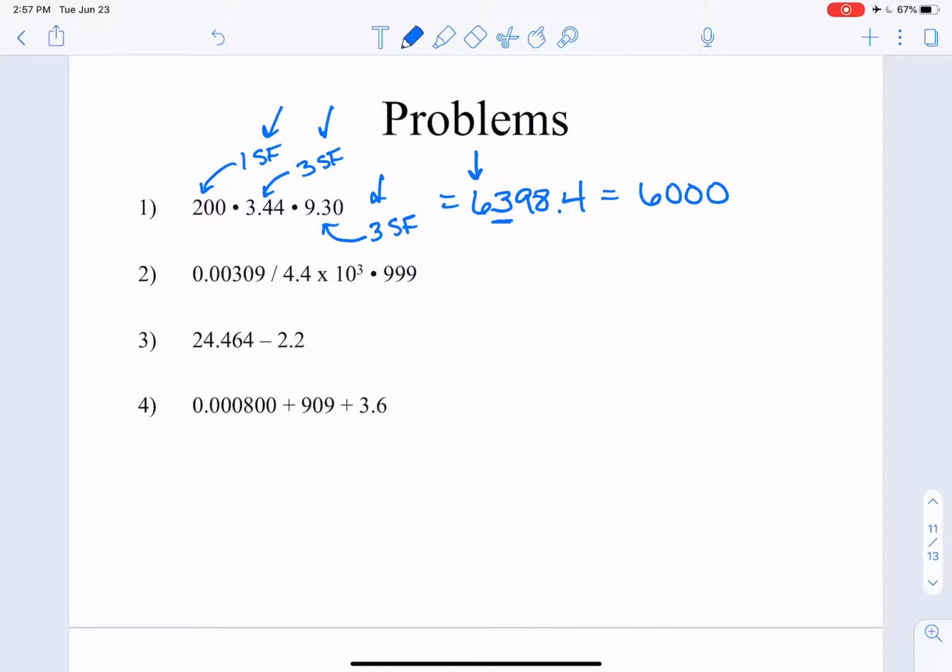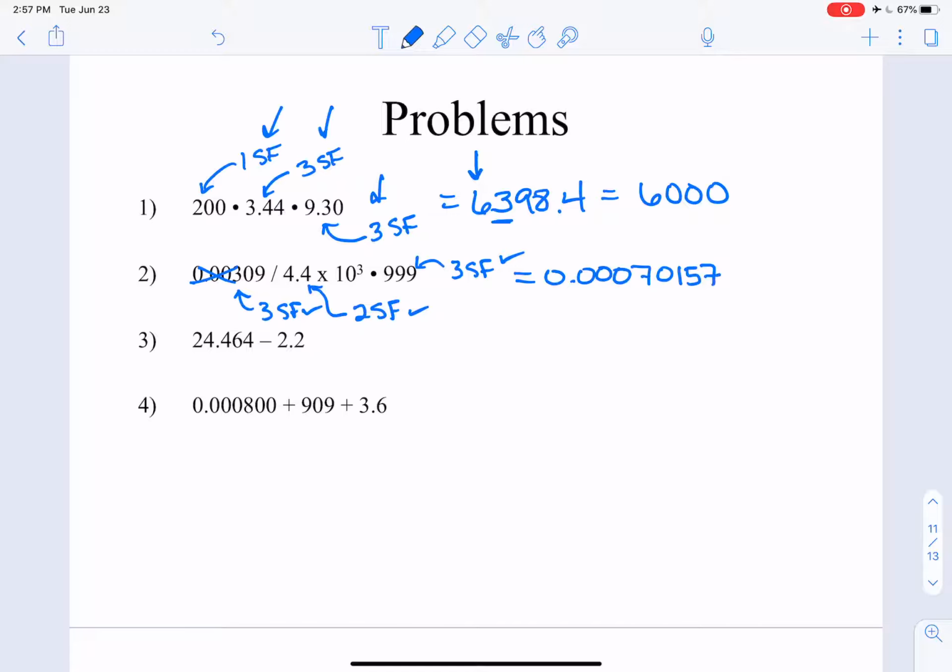All right. So number 2, we've got 3 significant figures because the zeros up at the front are placeholders, divided by 2 significant figures. So you do 0.00309 divided by 4.4 times 10 to the third. At that point, I would hit equals. And then I'd say times 999, which is 3 significant figures. So what we'll get for the answer there is 0.000701557. Now we've got 3 sig figs, 2 sig figs, and 3 sig figs.